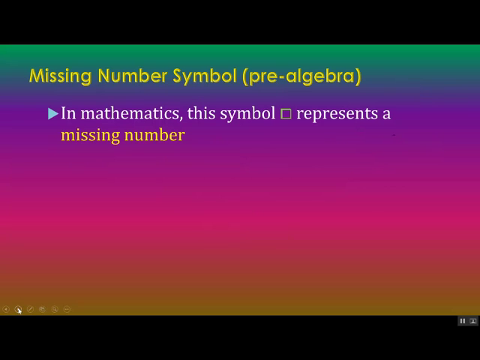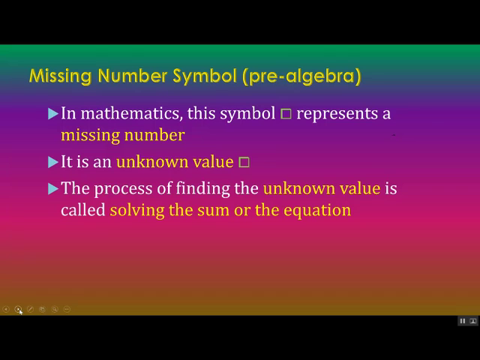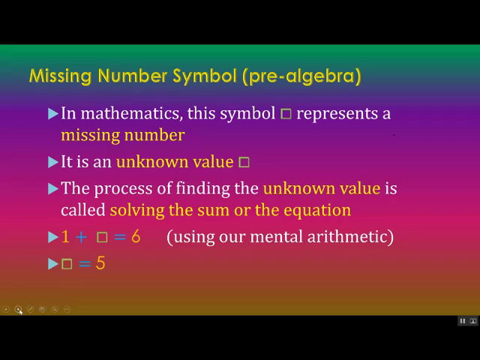The missing number symbol, which we often class as pre-algebra. In mathematics, this symbol represents a missing number. It is an unknown value. The process of finding the unknown value is called solving the sum or the equation. 1 plus the missing number symbol equals 6, and using our mental arithmetic, we can work out that the missing number symbol is 5.